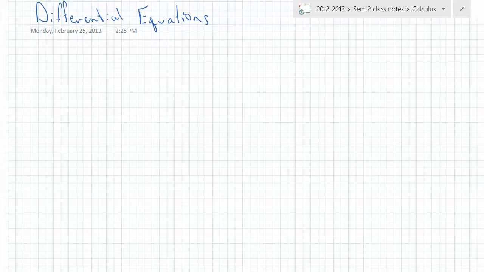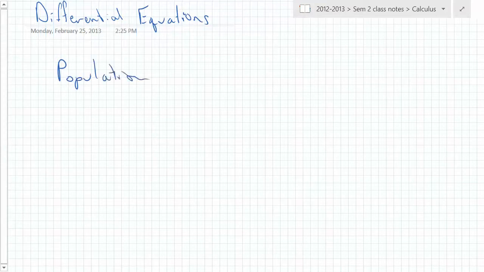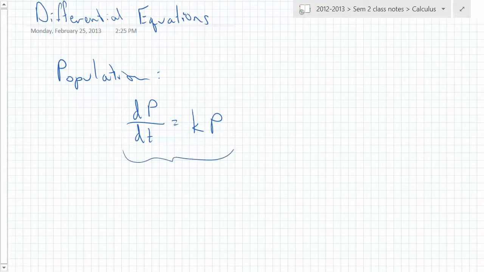So differential equations we talked about quickly on Friday, and said that an example could be population, where we know that the rate of change of population over time depends on the current population, some constant times the current population, right? And I said this is an example of a differential equation.